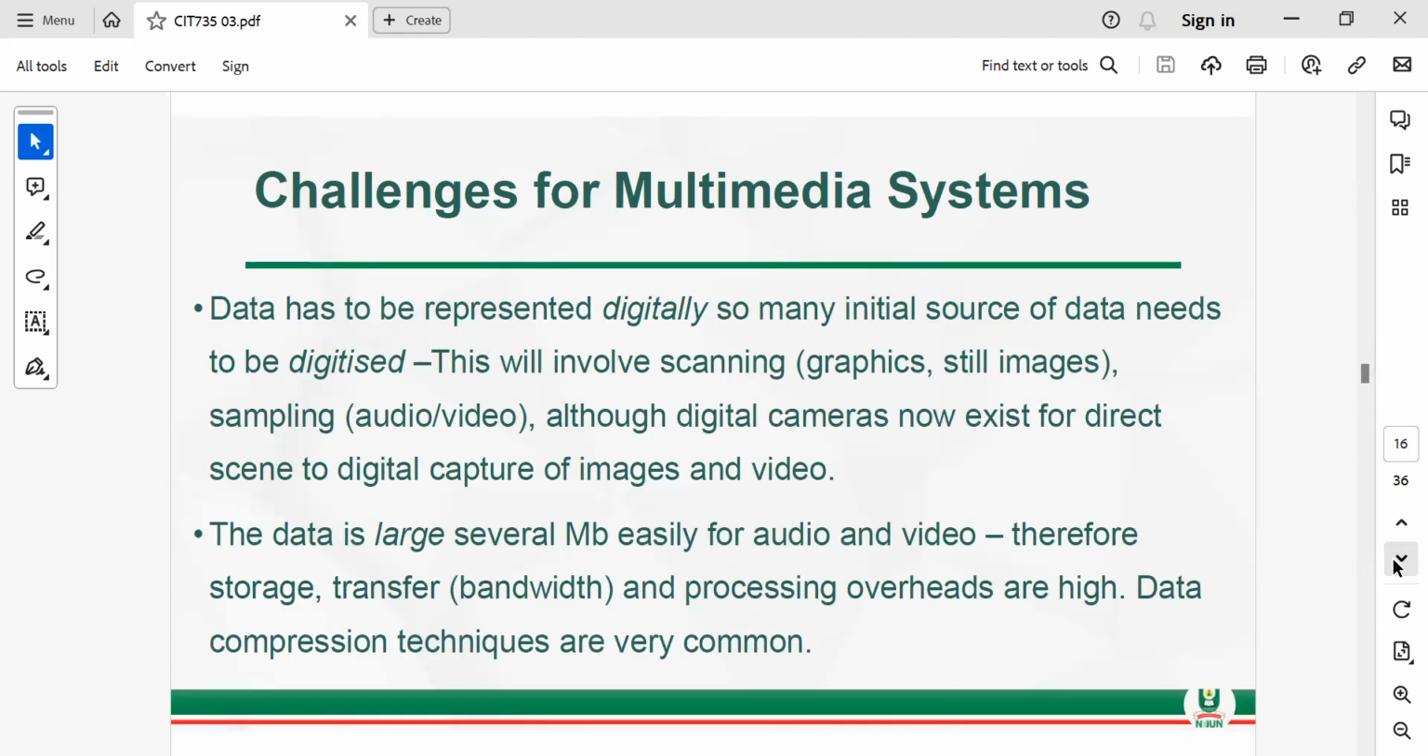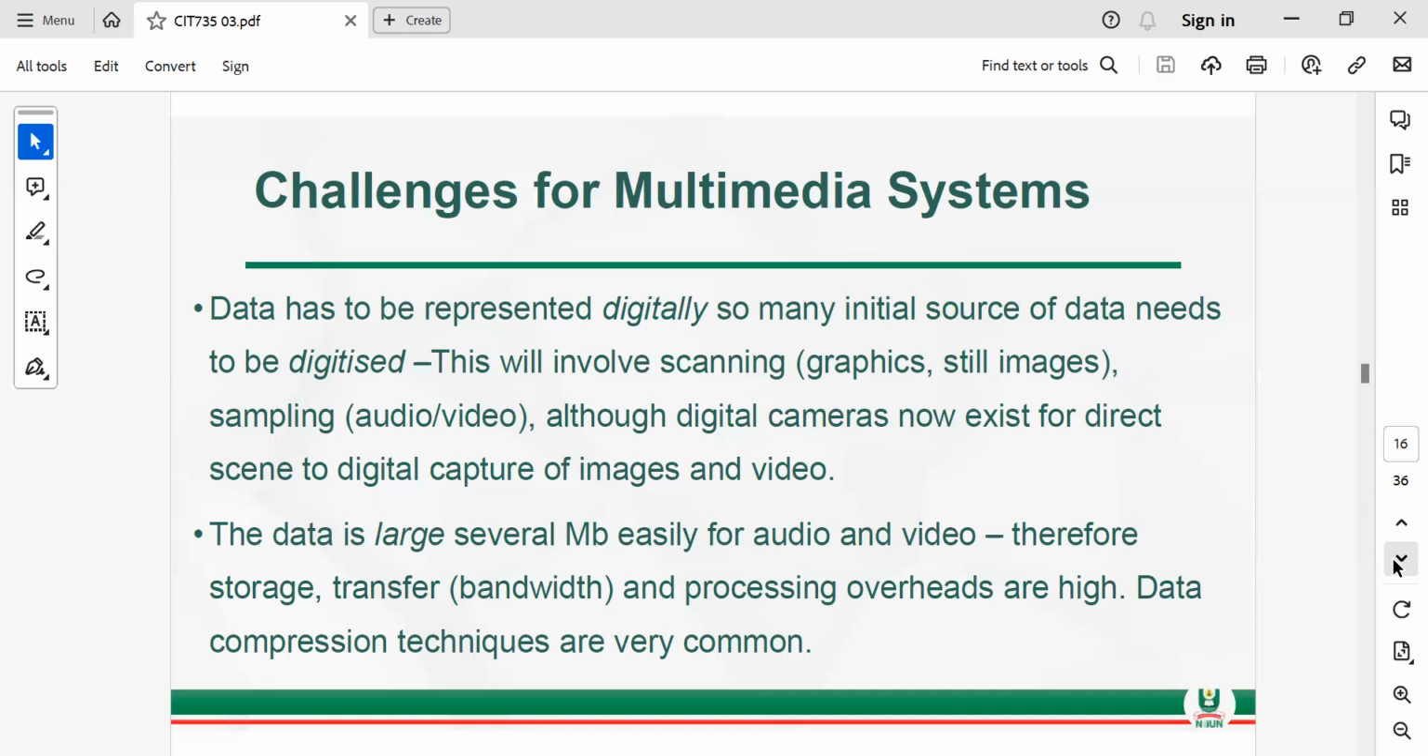So data has to be represented digitally. Many initial sources of data need to be digitized. And this will involve scanning for pictures or still images, sampling for audio and video. Although digital cameras now exist for direct scene to digital capture of images and video, digital cameras are still used. Some people also use their mobile phone, Android phone or iPhone, which has some elements of digital camera inside them.